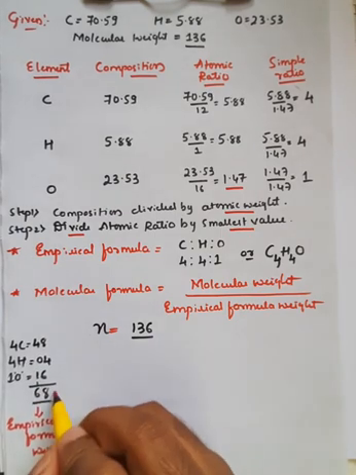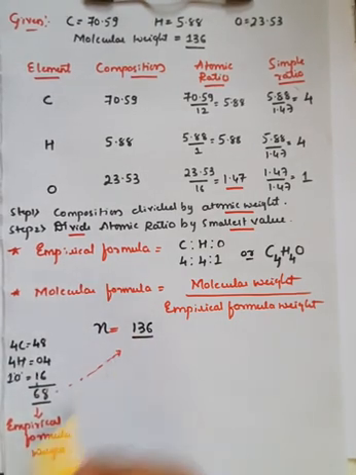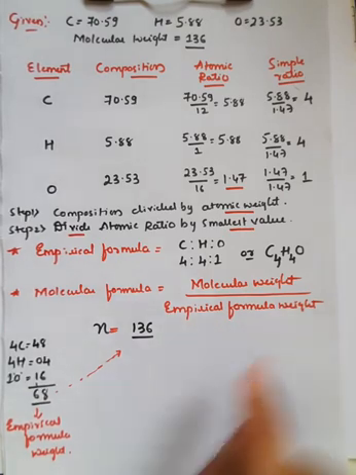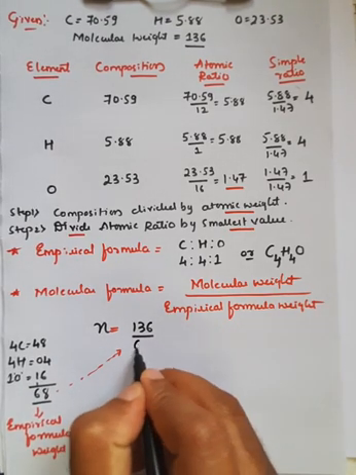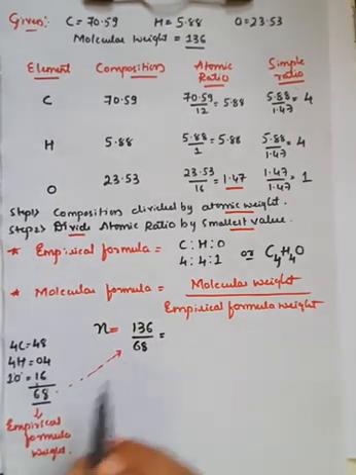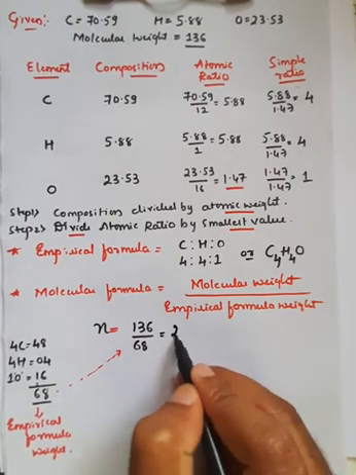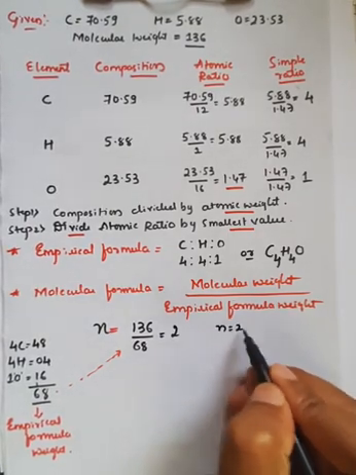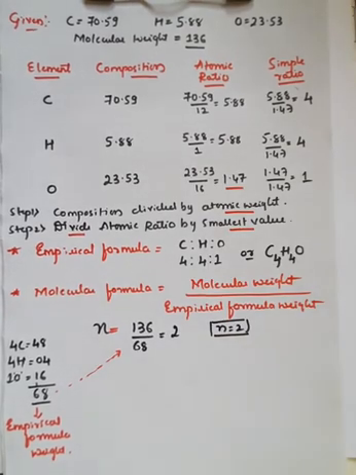So I will substitute this 68 here in the form of the empirical formula weight, that is, divided by 68. Therefore 136 divided by 68, so N is equal to 2. This we have got, so we have got the N value.